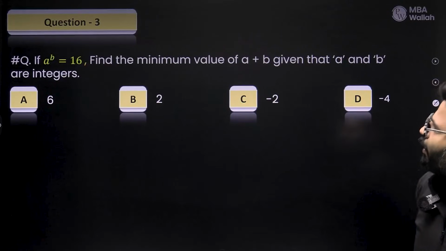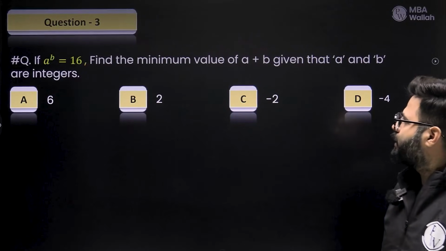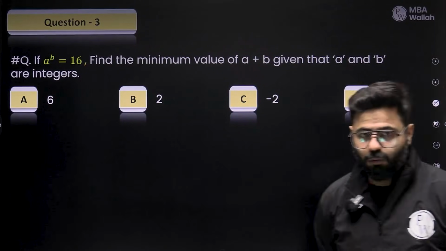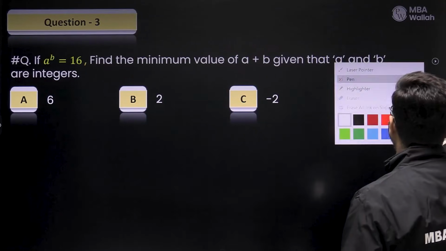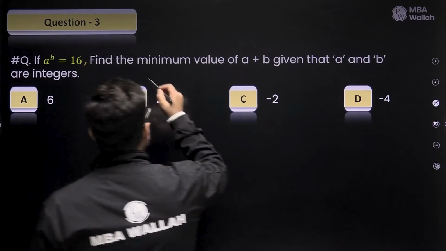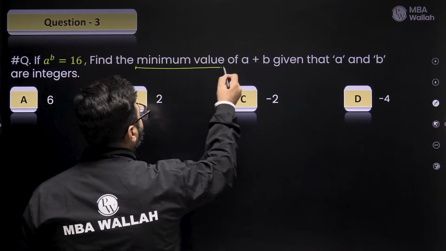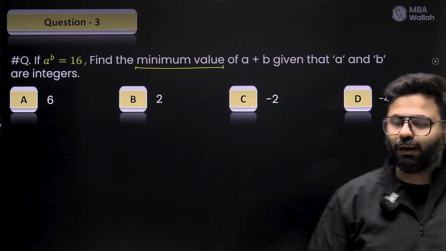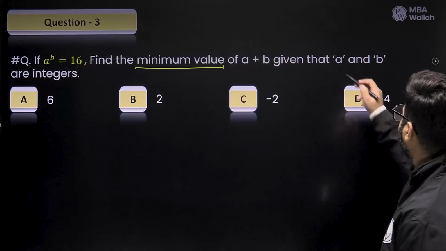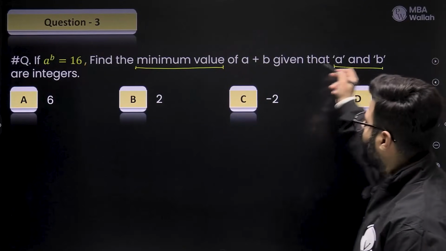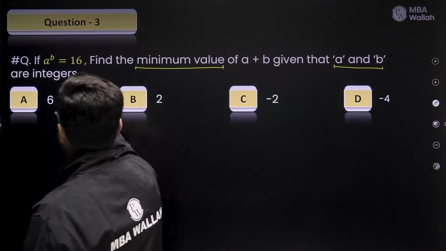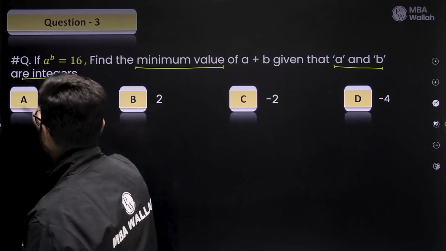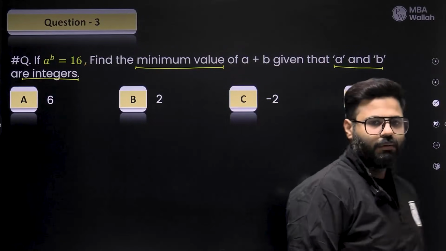Have a look. A to the power B is 16. Find the minimum value of A plus B. Now we have started to play with the optimization, the aptitude stuff, such that A and B are integers. Again, we have that trap line. One equation and two variables. Yes and no. Think.